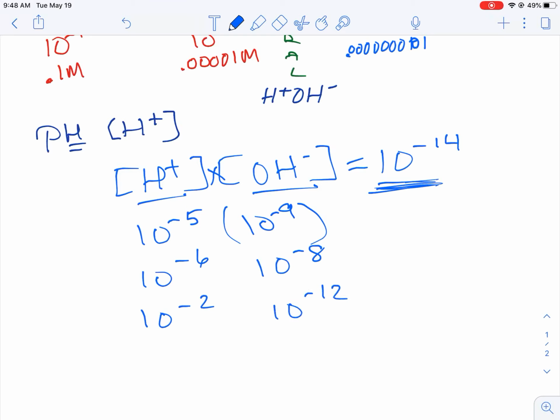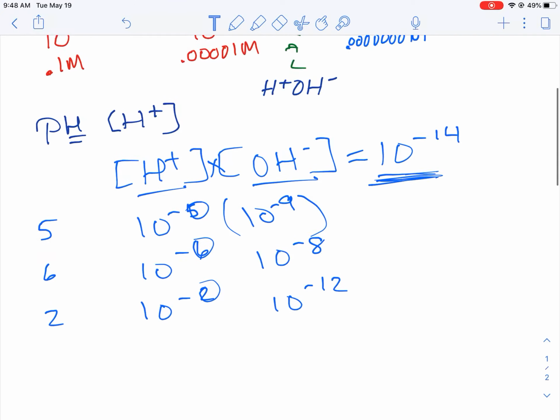Now remember, our pH is coming from the digit of the H concentration. So it's very easy to figure out the pH when you have the H plus concentration. The pH in this one would be 5, the pH in this one would be 6, and the pH in this one would be 2. Notice I'm only taking the exponent of the H plus concentration.